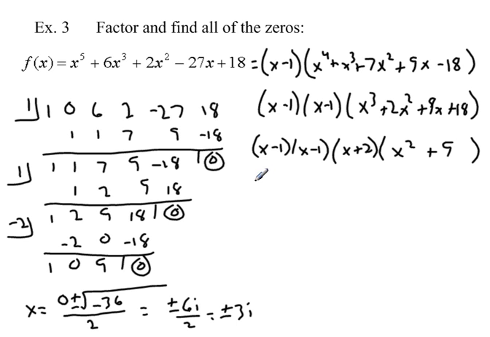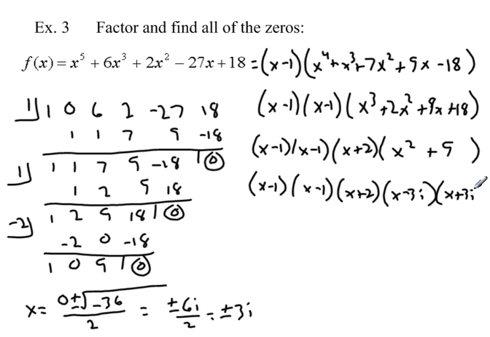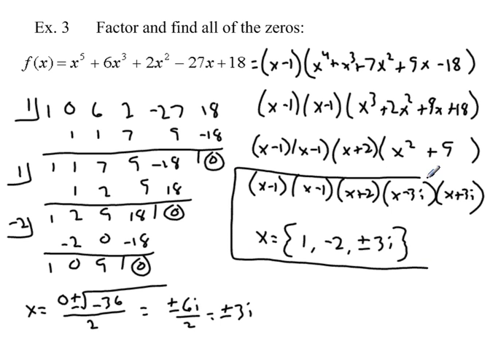So now we've got this thing factored completely. X minus 1 times another x minus 1 times x plus 2 times x minus 3i times x plus 3i. And our zeros are the numbers we could plug in there to make it equal 0, such as 1. Now you don't have to write 1 again. We already got it once. Negative 2 and plus or minus 3i. And that, ladies and gentlemen, is as difficult a problem as I could possibly give you. So if you can do that, you can do anything.